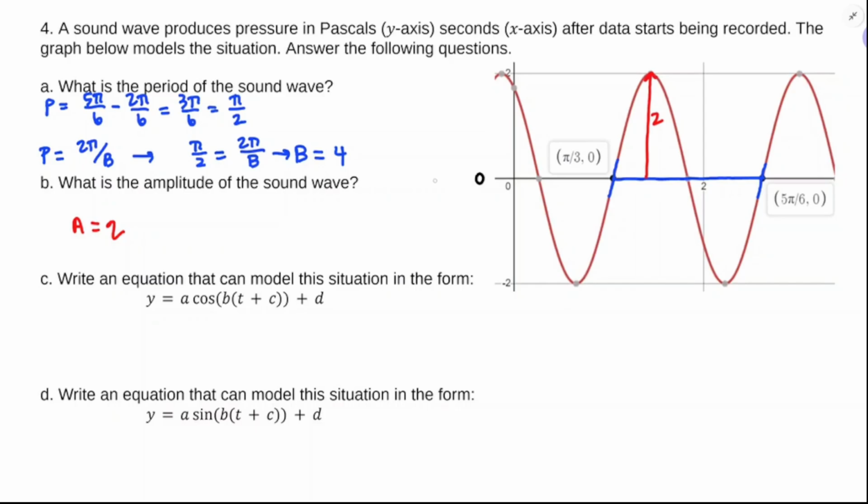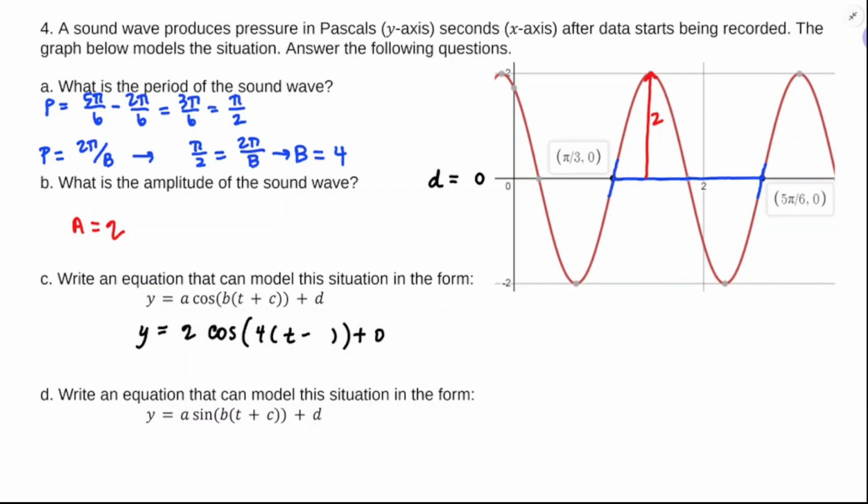So I'm going to say that means d equals 0, so y equals a, which is 2, times the cosine of b, which was 4, times t minus, we'll figure out the phase shift in a minute, plus d, which is 0. And I'm going to even write that in. Normally I wouldn't, but just to emphasize where all this is coming from, because this is all pretty new, I might just add the +0 on the outside.